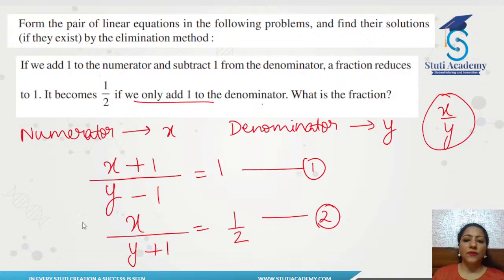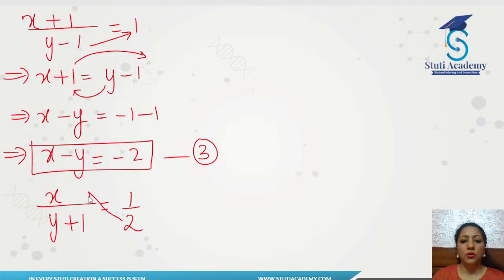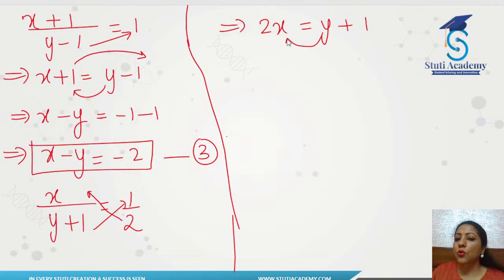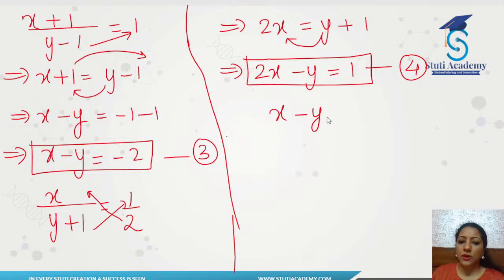In the same way, we will simplify the second equation. We have x upon y plus 1 is equal to 1 by 2. That's the second equation. We'll cross multiply this. So we will get here 2x equal to y plus 1. Y will go on the left hand side. We will get 2x minus y is equal to 1. That's the fourth equation. So in place of the second one, now we'll be using the fourth equation. So now I'm writing the equations here one below the other. This is the third equation and this I'm writing as the fourth equation.